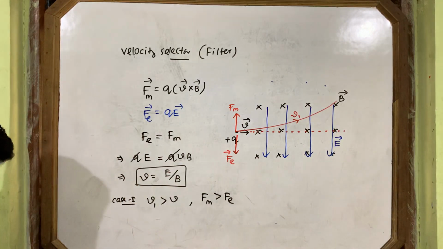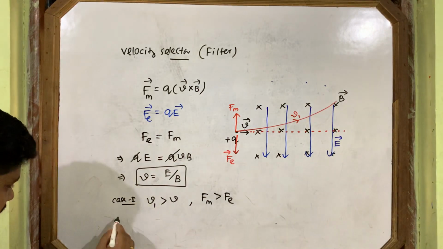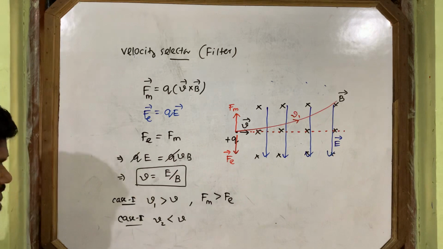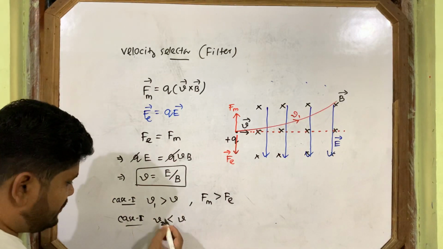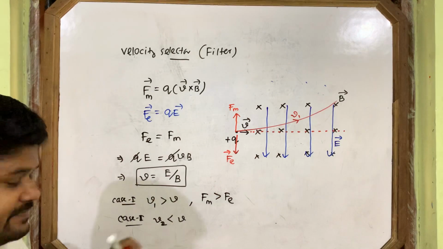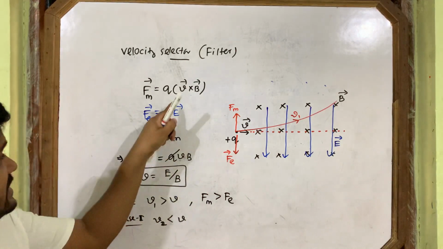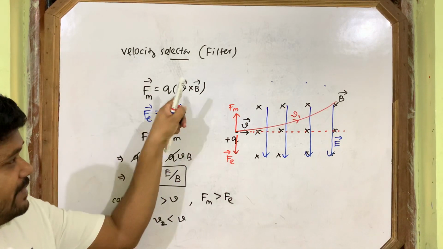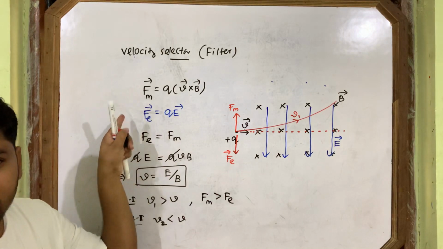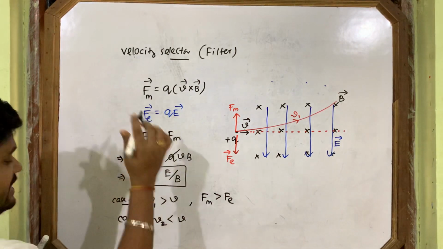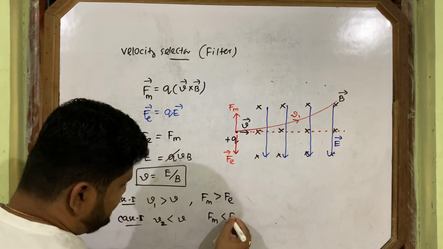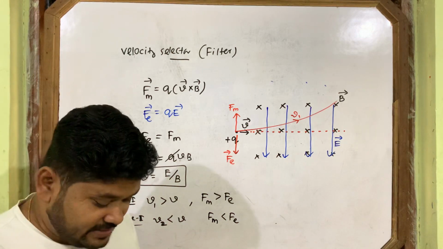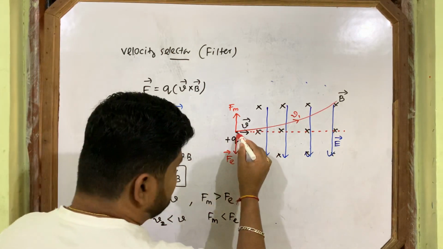But come to case 2. If the velocity is less than this velocity, I have v2. If the velocity decreases, then this force Fm decreases. If the velocity decreases, then only the magnetic force changes. The electric force is constant. If the velocity decreases, then Fm decreases. Fm is less than Fe, so the electric force is greater. If the electric force is greater, then the particle deflects in this direction.